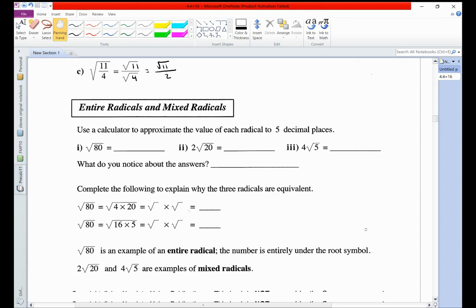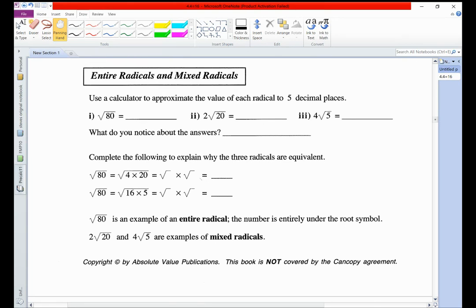So it says here, use a calculator to approximate the value of each of the 3 radicals. So the square root of 80, if we type that into our calculator, comes out to be 8.94427. The next one is 2 multiplied by the square root of 20. If we did that in our calculator, we'd get 8.94427. And the next one is 4 multiplied by the square root of 5. And if we did that in our calculator, we'd get 8.94427. What do you notice about the answers? They are equal, or the same.